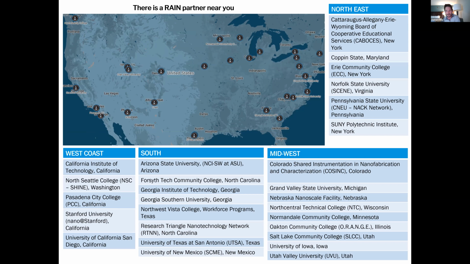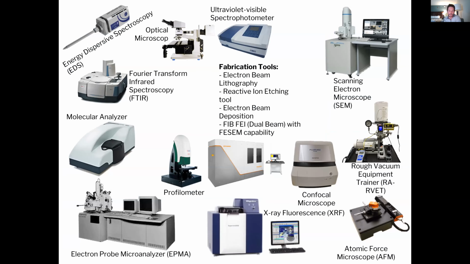That's the big idea of all this stuff. These are all the tools on the network. It's not just SEMs. I've been talking a lot about the scanning electron microscopes, and I will say they are by far the most popular tools on the RAIN network, but there's a lot of other stuff on RAIN. We have AFMs, atomic force microscopes, stylus profilometers.